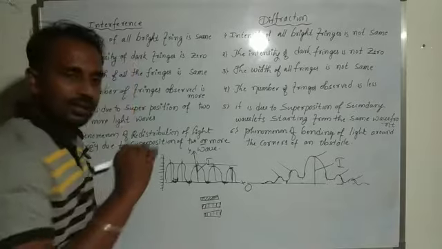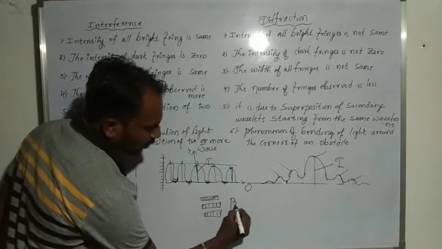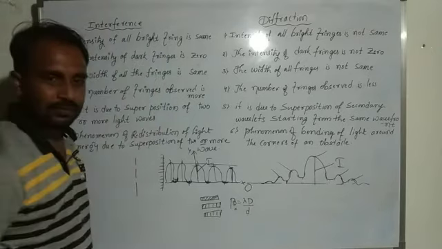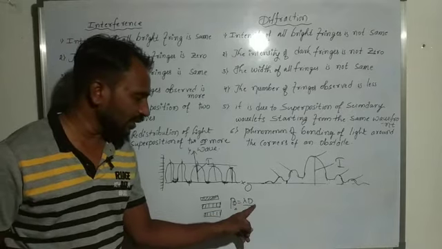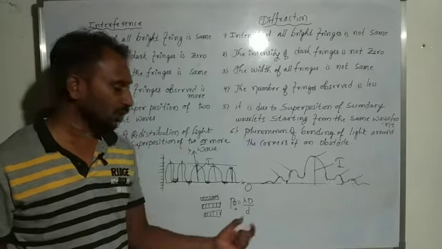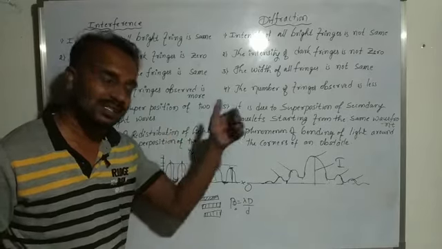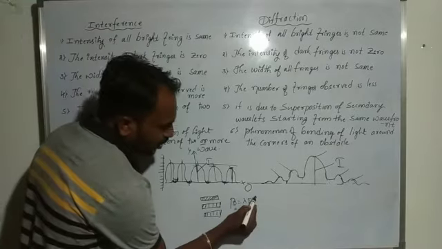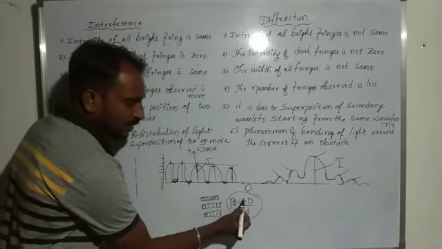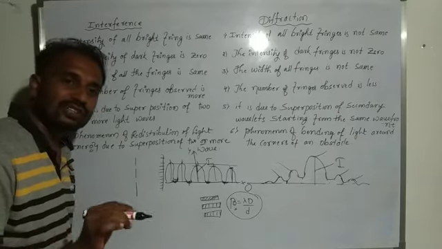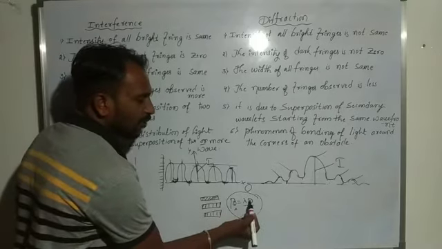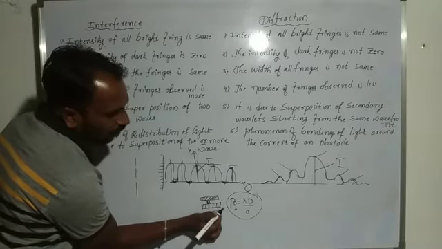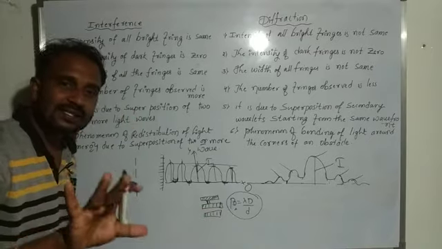Suppose we already know the fringe width formula: beta is equal to lambda D divided by small d. Here beta means the fringe width, lambda means the wavelength, capital D means the distance between the slit and the screen, and small d means the distance between the two slits. So the fringe width for a bright band is beta equal to lambda D divided by d, and the fringe width for a dark band is also beta equal to lambda D divided by d. So for this reason, the fringe width of a dark band or a bright band remains the same.